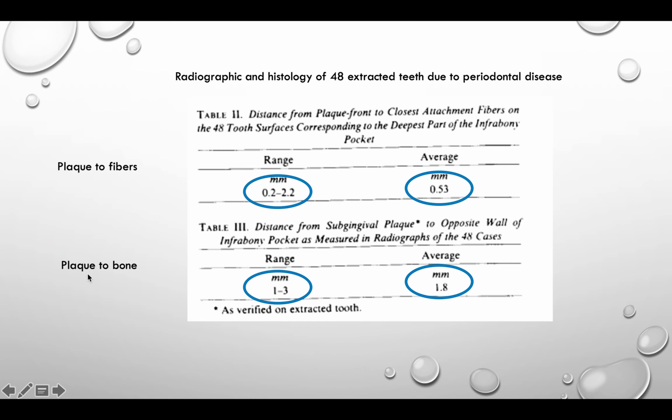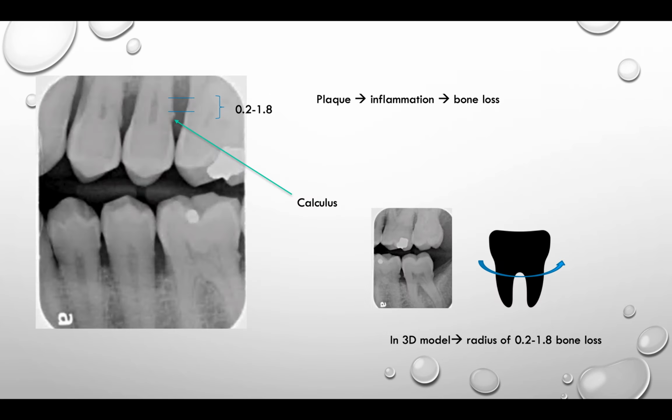The other measurement he had was plaque to bone, which he measured on the radiograph. It is a radiograph and histology study. He found 1 to 3 millimeters, and on average 1.8. So if you have bacteria, your crest of the bone is usually 1.8 millimeters away from that. If the bacterial plaque migrates down the surface of the tooth, it will keep this distance. It's sort of like a protection, so the body doesn't let the bacteria invade the bone.